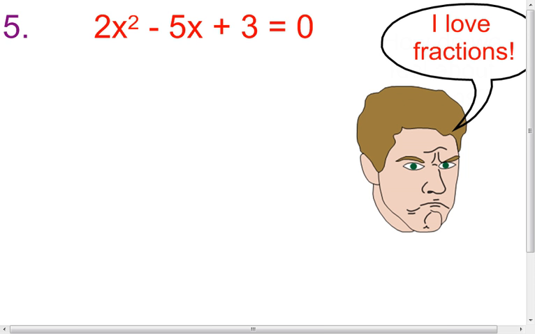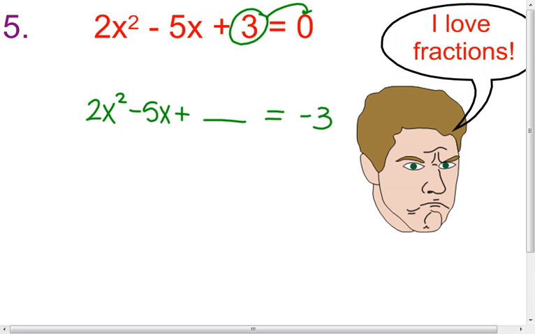So here's your goal. First of all, you want to follow the same protocol. You're going to take this constant and move it to the other side. So I will have 2x squared minus 5x plus my blank in there, which I'll talk about in a minute, and then equals negative 3 when I move that to the other side, because I will subtract 3.